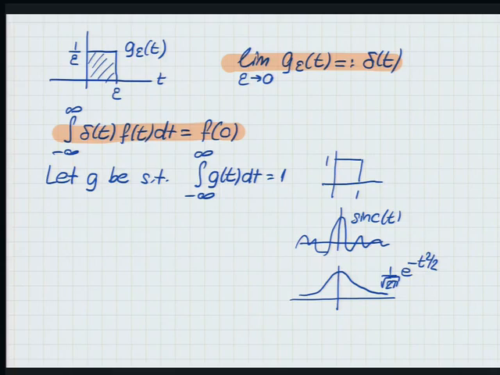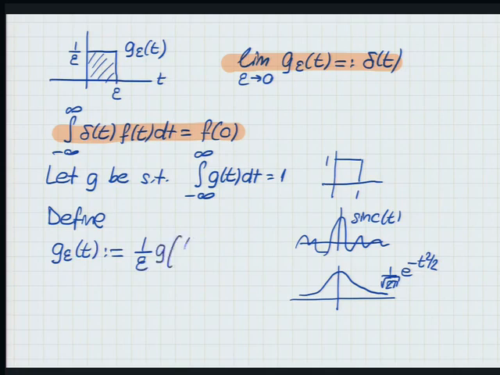How do I construct the delta from a function like this? I squeeze it from the sides and I let it pop up, right? In other words, I define g epsilon of t to be 1 over epsilon g of t by epsilon, right? By doing g of t by epsilon, and epsilon being a small number, I'm squishing this guy, compressing from the sides, but then I'm letting it have a bigger amplitude, so the area underneath is still the same. Does that make sense?